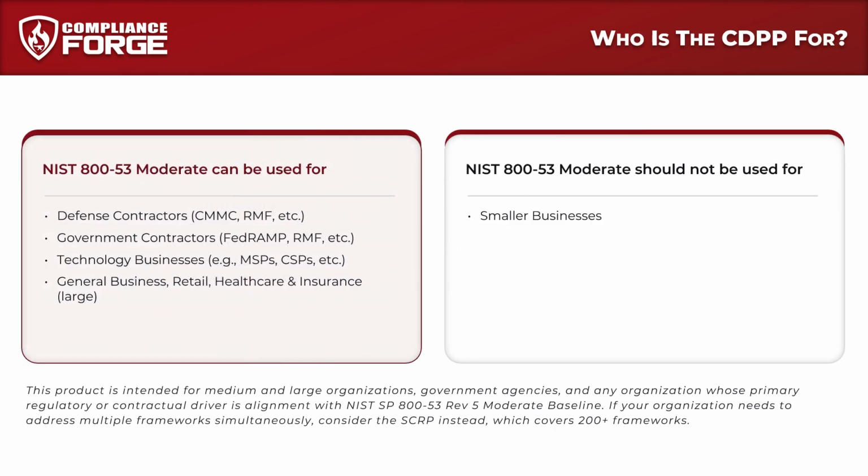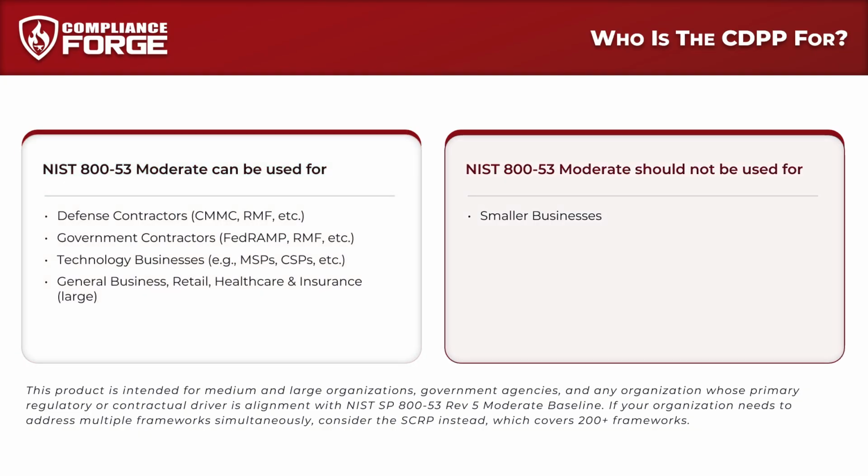Who is it for? NIST 853 moderate can be used for defense contractors, government contractors, technology businesses like MSPs and CSPs, and large general business, retail, healthcare, and insurance organizations. It should not be used for smaller businesses. This product is intended for medium and large organizations, government agencies, and any organization whose primary driver is alignment with the NIST 853 Revision 5 moderate baseline. If you need to address multiple frameworks simultaneously, consider the SCRP, the Security, Compliance, and Resilience Program instead.